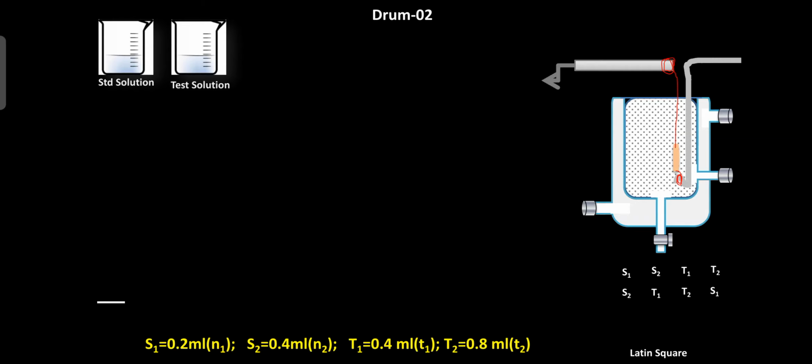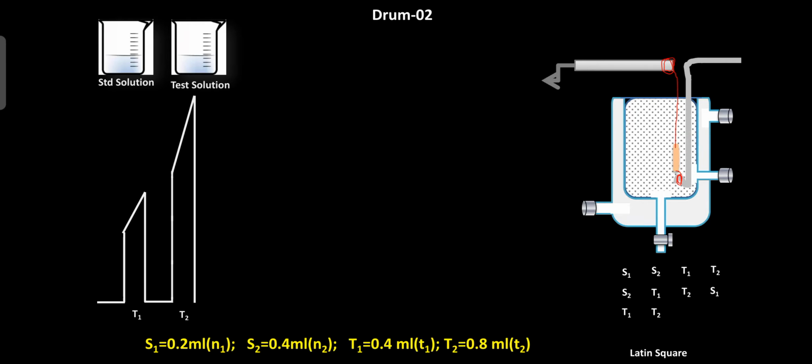Then in drum 2, start with set 3 responses according to the Latin square. So add T1, that is 0.4 ml of test solution and record responses due to additions of 0.4 ml of test solution for 30 seconds. After 30 seconds, stop the drum, change the Ringer solutions. Then after the washing period, record the baseline for 30 seconds. Then add 0.8 ml of test solution and record responses due to additions of 0.8 ml of test solution for 30 seconds. So after 30 seconds, stop the drum and change the Ringer solution.